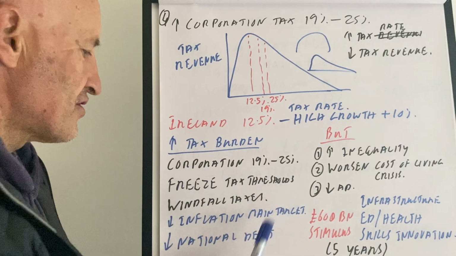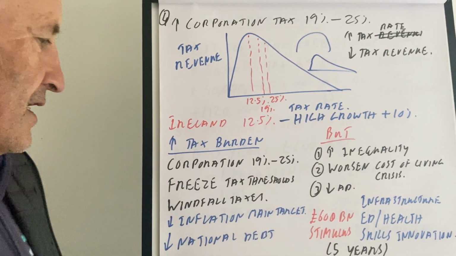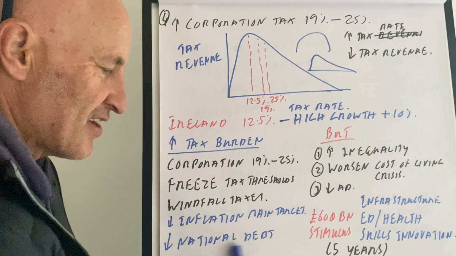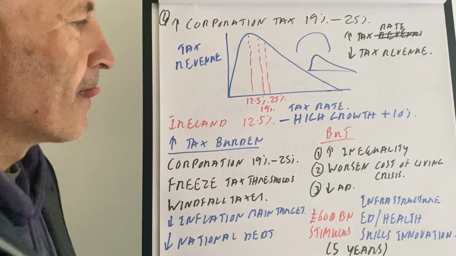Right now the tax burden is actually going up because we've got corporation tax of 19 to 25%. We've frozen tax thresholds. There's windfall taxes on the oil companies. The main objective is to decrease inflation and decrease the national debt. But how realistic is that? Right, it's a very, very difficult thing to do.